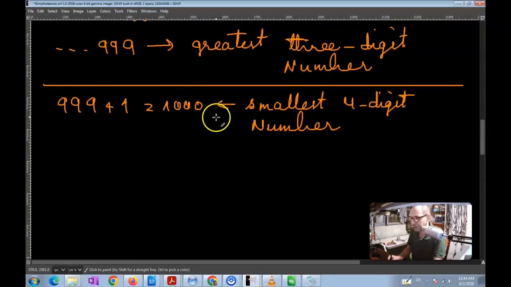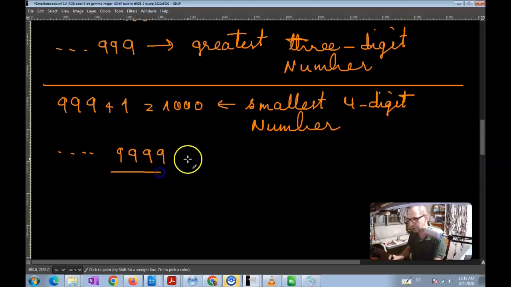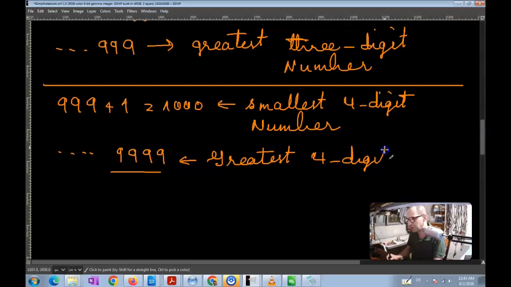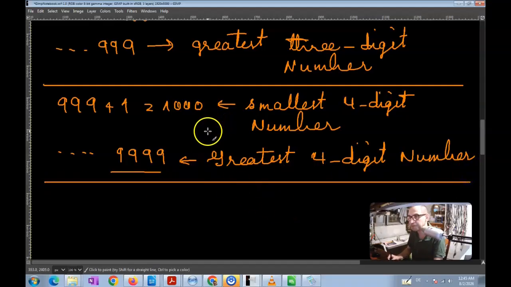And then in these numbers, you can move to 1000, 2000, 3000, 4000, and so on and so forth, and you can move up to 9999, which is the greatest 4-digit number. Okay? The greatest 4-digit number.